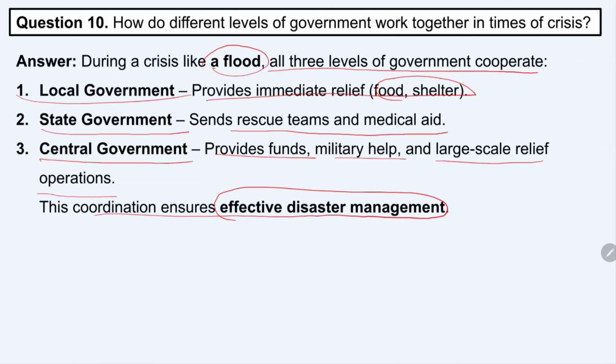If they don't work together, then what will happen? They will not be able to manage the disaster properly, isn't it? So if they are working together, then the people will be provided with immediate relief, food and shelter, and medical aid also. So in this way, the three levels of government work together.